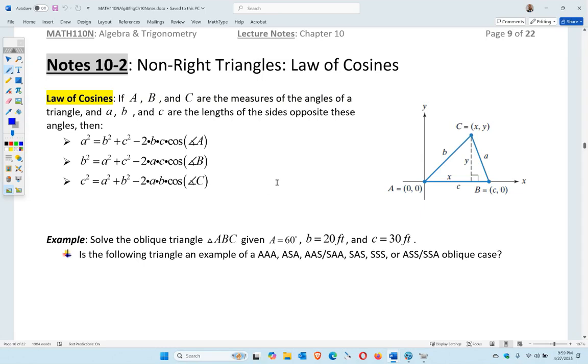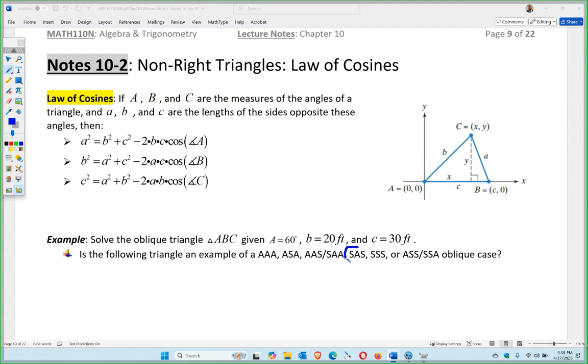Alright, this is Chapter 10, Section 2, Part 1. So, continuing on with non-right triangles, otherwise known as oblique triangles, if you have the side-side-side case or the side-angle-side case, or even the SSA case, you can do the law of cosines.